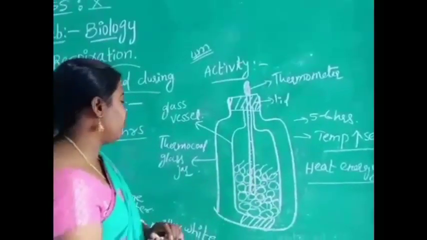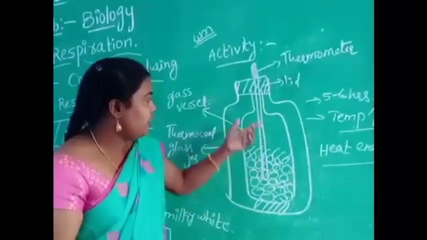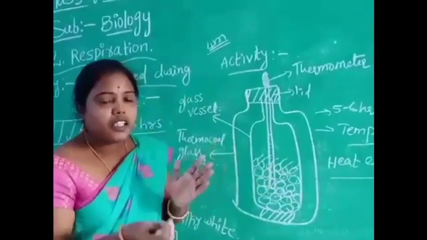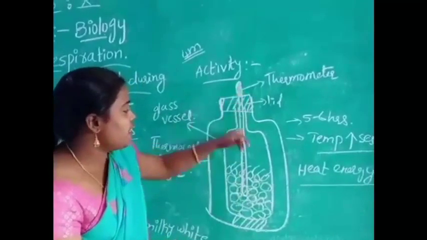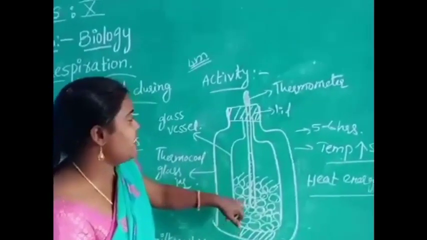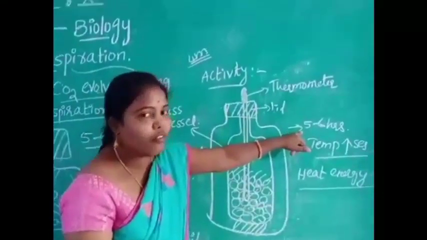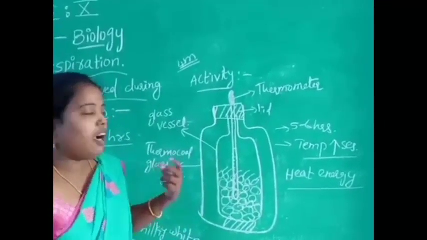What is the activity? Very simple. First you take a thermocol glass bottle. In that you insert one glass vessel. Take sprouted seeds, keep in the glass vessel. Insert one thermometer into the sprouted seeds. Now close the lid of the thermocol sheet. Wait for 5 to 6 hours or check the temperature for every half an hour.